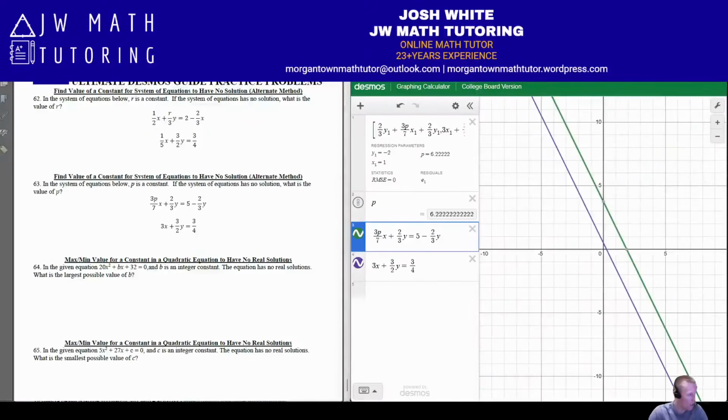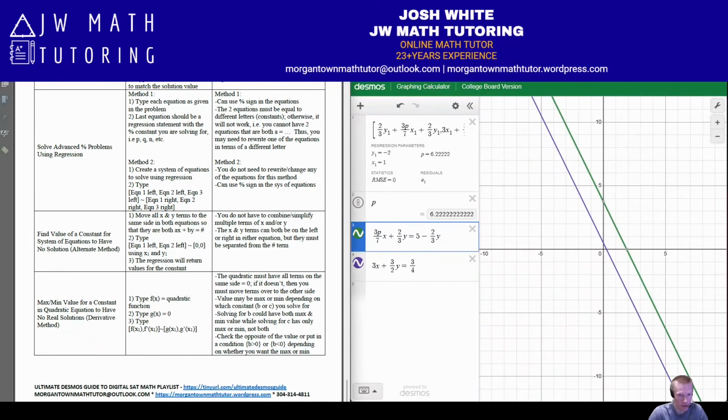All right, so let's take a look now at the last new operation to cover in this video. Basically finding the max or min value for a constant in a quadratic equation to have no real solutions, and this is using derivatives. So this is what I call the derivative method. This is not the same as say a slider method, which I had demonstrated in an earlier problem. Just moving a slider for b to finding out how high or how low it goes to where there are no x-intercepts.